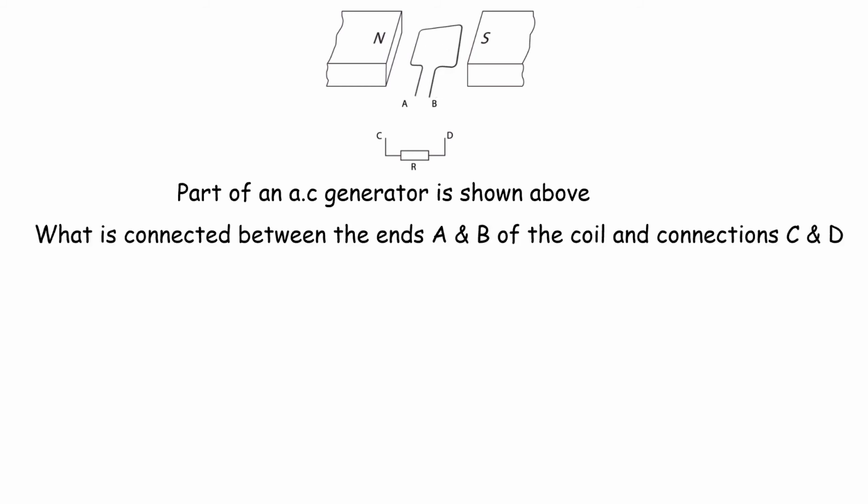Our third and final question: part of an AC generator is shown above. First question: what is connected between the ends A and B of the coil and the connections C and D? From our explanation of the generator, between those 2 points, we have the slip rings and the carbon brushes. Please keep in mind, these are not split rings. Split rings are associated with a motor, but we have slip rings in the generator. So between A and B and C and D, we have slip rings and carbon brushes.